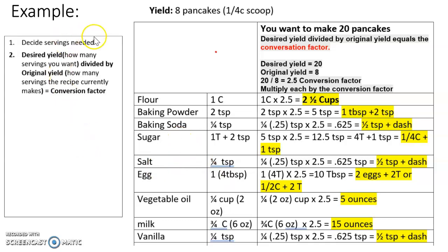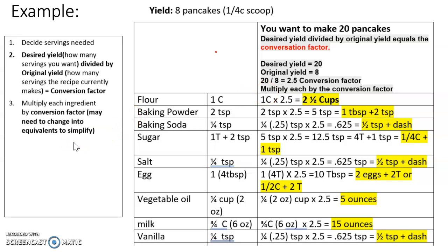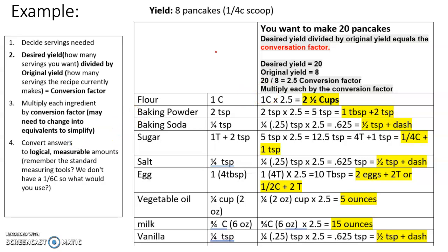So we have the desired servings we want. We wanted 20. Original was 8. So we took 20 divided by 8, which gave us 2.5, which is the conversion factor. And then we multiplied each ingredient by the conversion factor. Then we converted it to logical, measurable amounts. Do we need to adjust any equipment or time as needed? No, if this is making pancakes, it's just going to take us a little longer to make pancakes. We're still going to preheat the griddle to 350. We're not going to need a bigger pan. We're just going to have to do it several times.